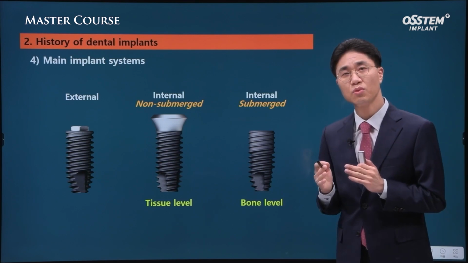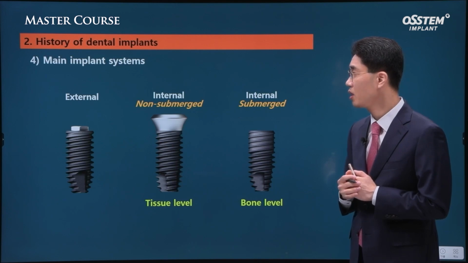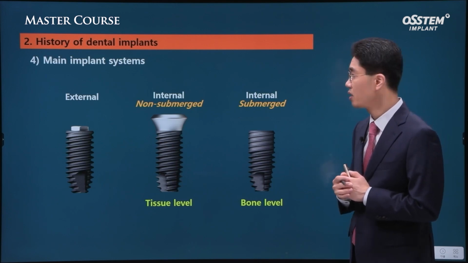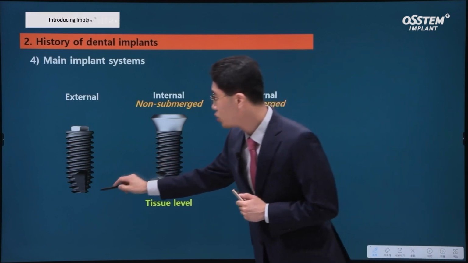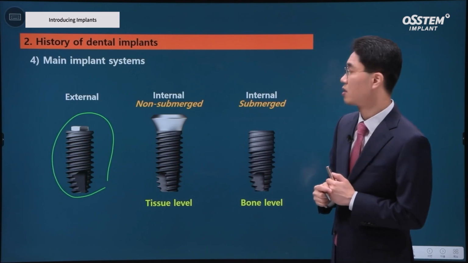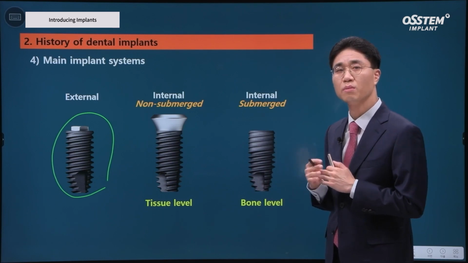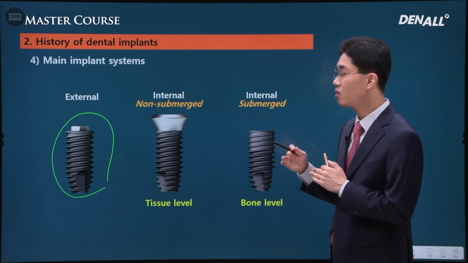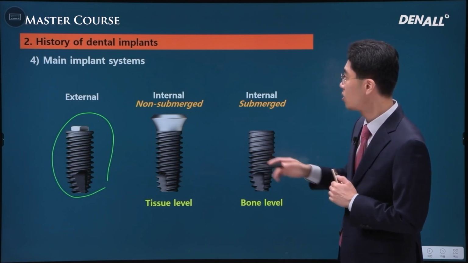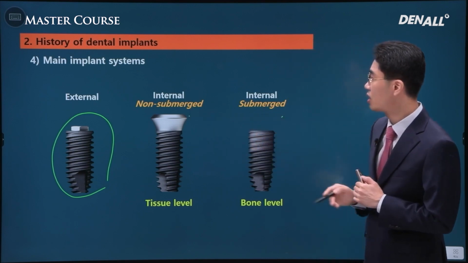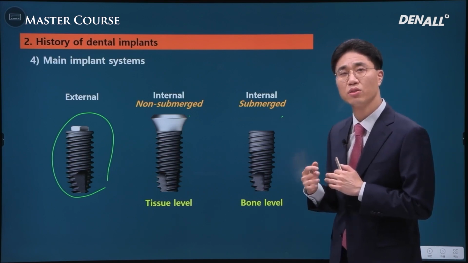Currently, there are 3 different implant designs that are in clinical use. It's one of these three types. On the far left is the external type implant. This is a traditional external hex type implant that has existed since the Brånemark days. In the center and on the right, they are internal connection type implants.